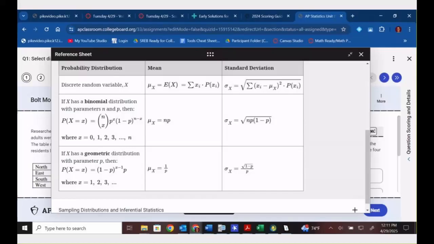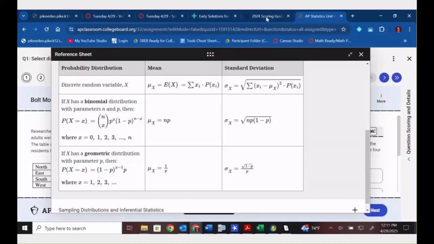For geometric, this is the one that we're looking at here with the geodes. The mean is 1 over p, 1 over the probability, and the standard deviation is the square root of 1 minus p over p. Do you guys remember the difference between binomial and geometric? Because they're very similar. What is the main difference?